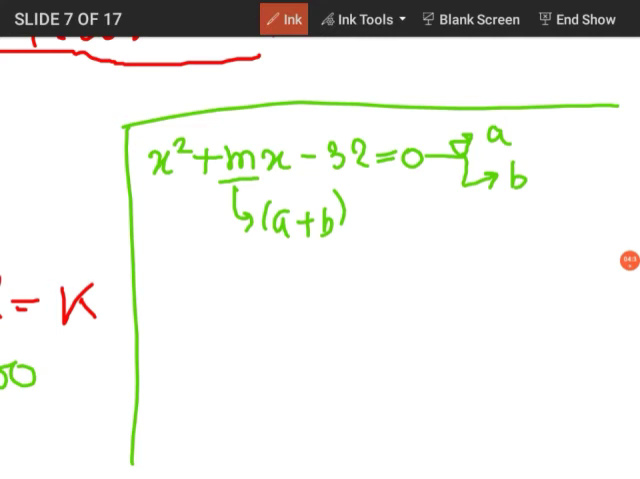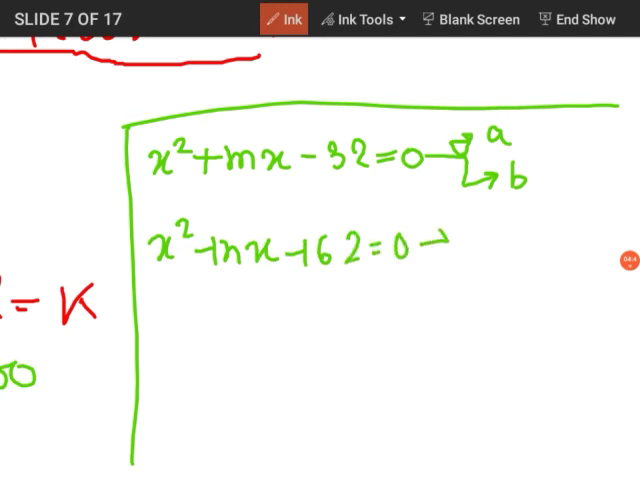Say m is a constant. Similarly, x squared plus nx plus 62 is equal to 0. Here also we have taken another equation whose roots are c and d. Now see what we will do right now.